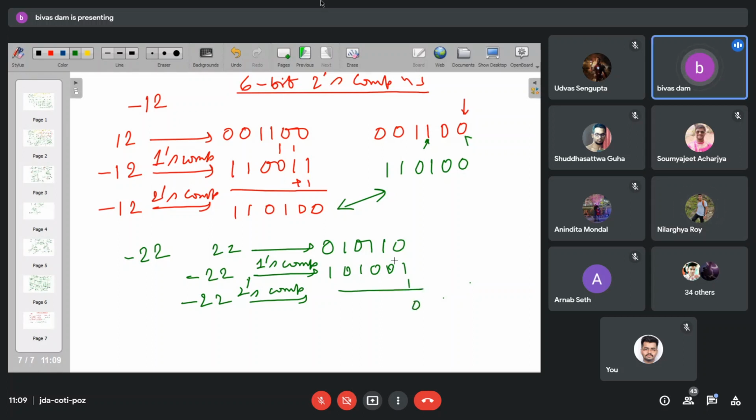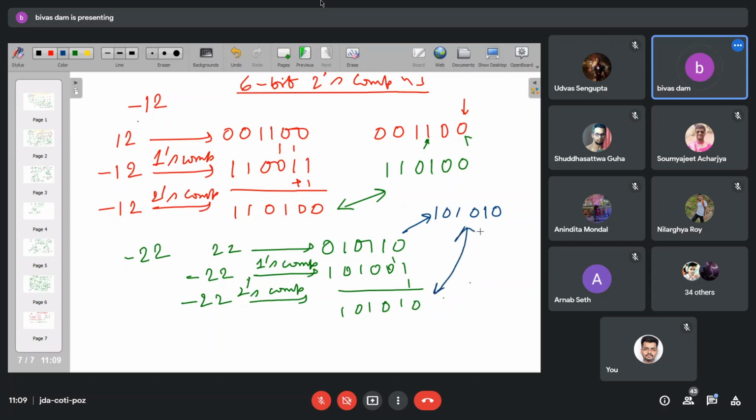Then 0, 1, 0, 1. Okay? And if you follow my process, scan this pattern starting from the least significant bit. Copy up to the first one, that means 1, 0. Then complement all of it. 0, 1, 0, 1.